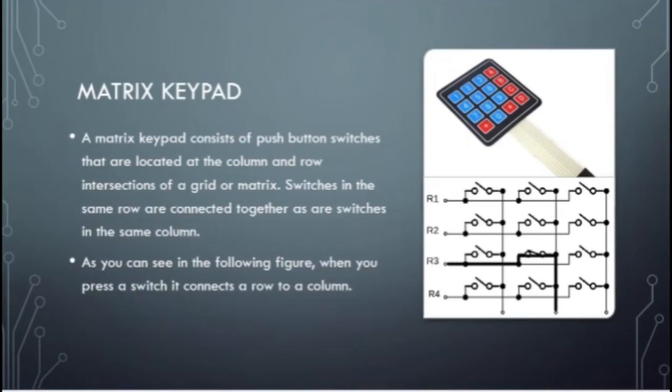Now, let us see what a matrix keypad is. It consists of push button switches that are located at the column and row intersections of a grid or matrix. Switches in the same row are connected together, as are switches in the same column, which means the switches in the same row are getting connected together, and the switches in the same column are also getting connected. Like in the figure beside, we can see in row number 3 where the switches are getting connected, and when you press a switch, it connects a row to a column.